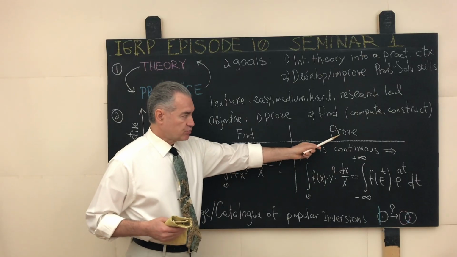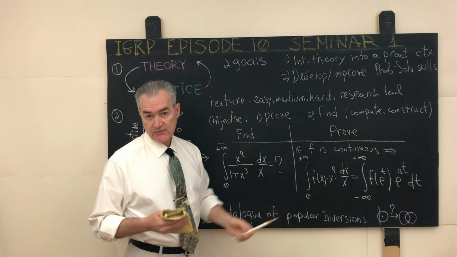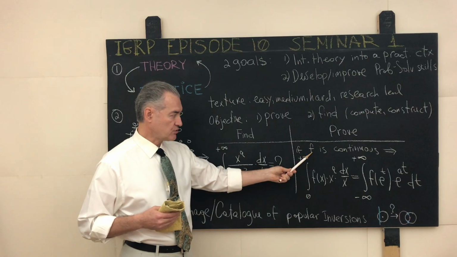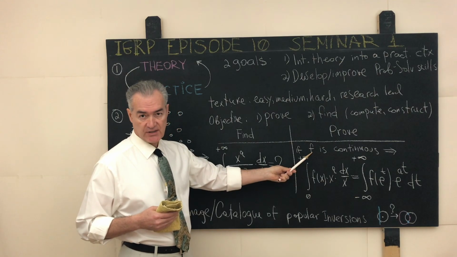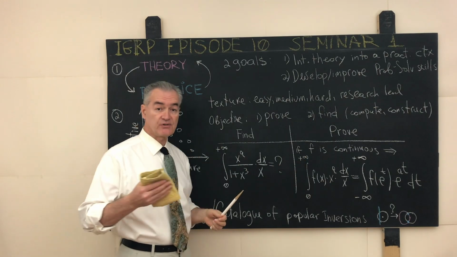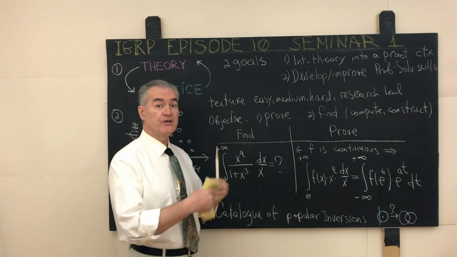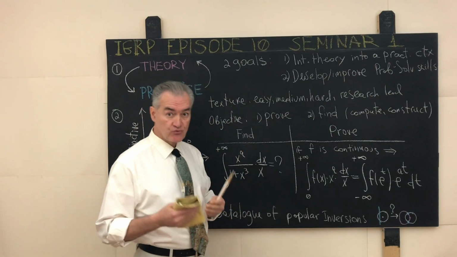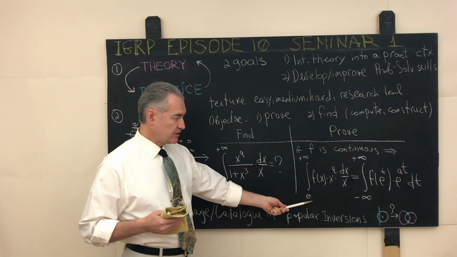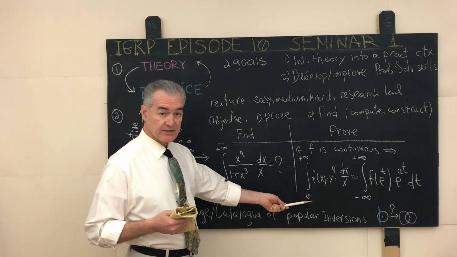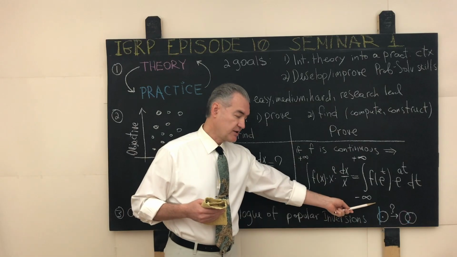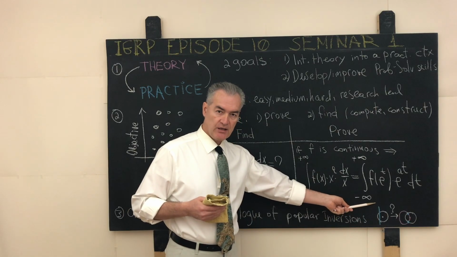Similarly, a problem to prove could be the following: if f, over here shown with the lowercase f, is a single variable, real-to-real function that is continuous where it needs to be continuous, prove that this here improper integral is basically a synonym for this here improper integral.